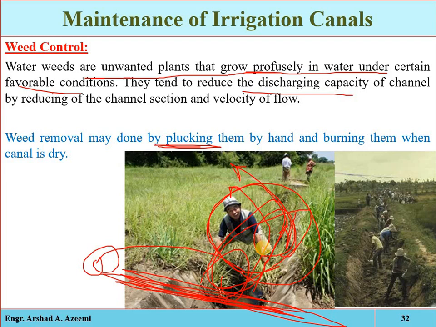So these are the different methods: the silt removal, the strengthening of the banks, and the weed control. These things should be periodically and regularly applied to the irrigation canal, so that its capacity and efficiency may be maintained. So this was all about Lacey's theory and the lining of the irrigation canal, its advantages and types, and the maintenance of the irrigation canal.